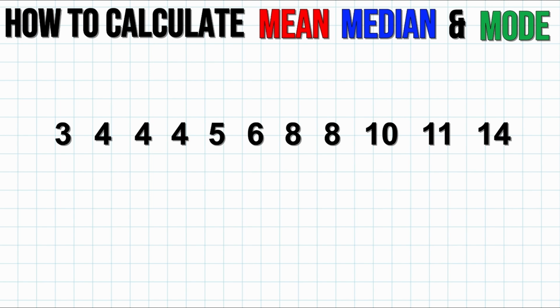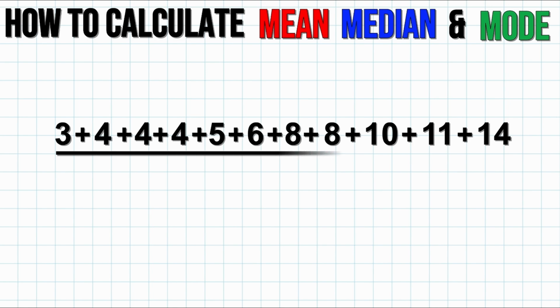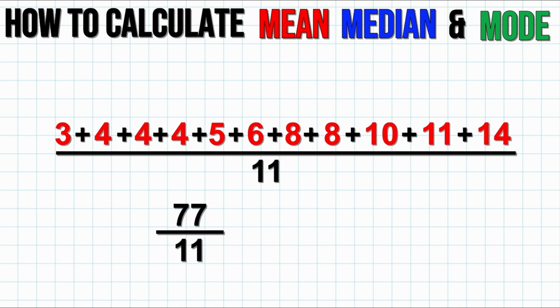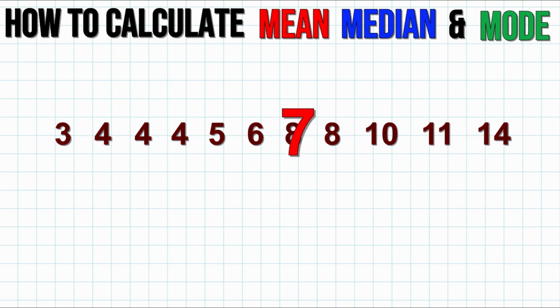Let's start by calculating the mean first. To calculate the mean, or the average, I just need to add up all of the numbers I have and then divide by the number of numbers there are. So here you can see I have 1, 2, 3, 4, 5, 6, 7, 8, 9, 10, 11 numbers. So I'm going to divide by 11. If I do all of that addition on the top, it's going to give me 77. So I'm going to end up with 77 divided by 11, which of course is 7. And this means that the mean of this set of numbers is 7.